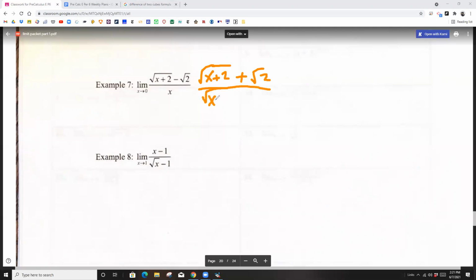So basically, when do you do this? When you have a factor in your denominator that's causing you to get 0 over 0, you want to find the binomial that has radicals in it and multiply it by its conjugate pair, like we just did here. So now the numerator is like a minus b times a plus b. It's going to be a squared minus b squared. So x plus 2 minus 2 over x times root x plus 2 plus root 2.